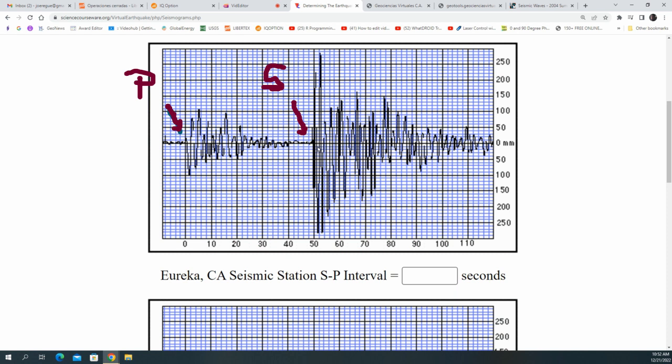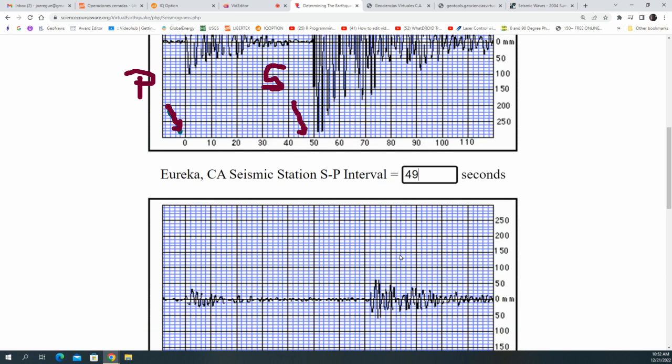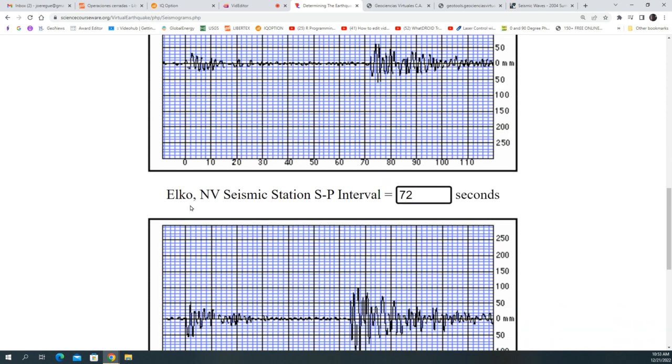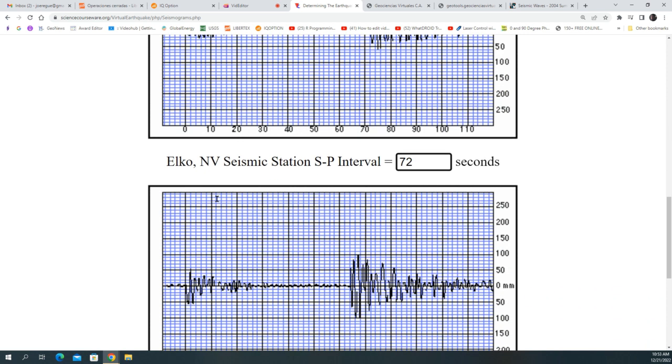And for us, that will be about, if we pick it up here, it would be about 40, close to 50, but it's more like 48, 49 seconds. So our picking will be 49 seconds. Then we have zero for the P arrival, was picked on this first push up in the record. And then we'll pick the S somewhere around here, which is 72 seconds. And this is in a station in Elko, Nevada, I think.